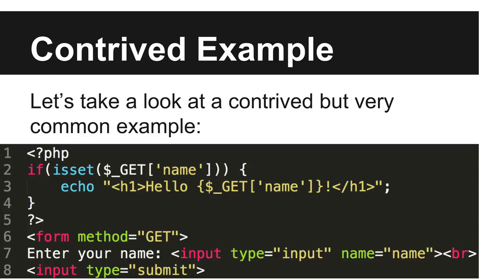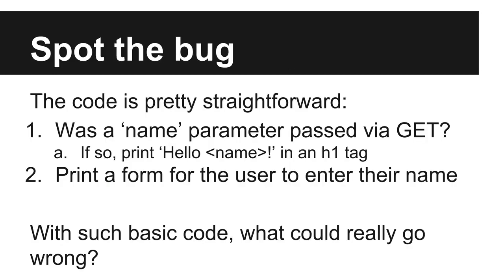Now, finally, let's take a look at our very first bug. Take a moment to pause and look over this very contrived example code and wrap your head around what it's doing. The code is pretty straightforward. If a name parameter was passed over GET, print hello name in an h1 tag. Then print a form for the user to enter a name. What could possibly go wrong with such simple code?